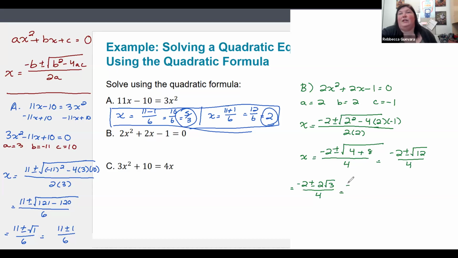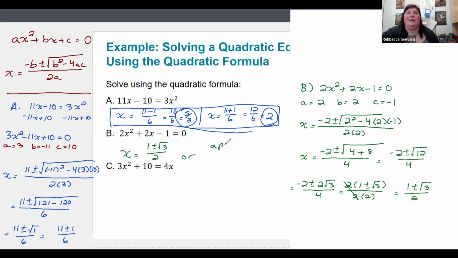So I can pull a 2 out of the top, and I have 1 plus or minus the square root of 3. I can pull a 2 out of the bottom. So my answer will be 1 plus or minus the square root of 3 over 2. And there's ways we can write this. We could leave it like this and just have it 1 plus or minus the square root of 3 over 2.